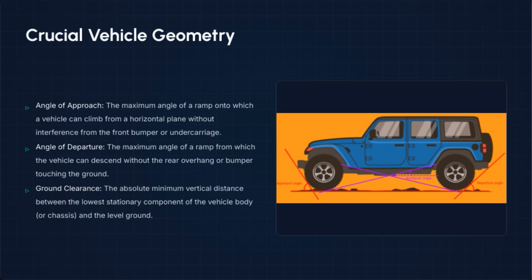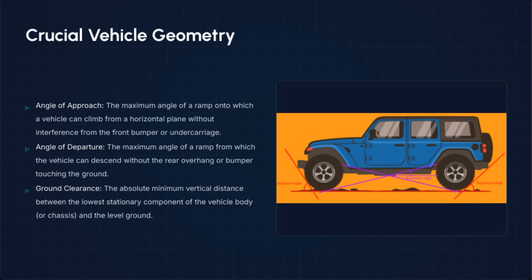Next, we have the angle of departure. This is the steepest ramp or slope from which the vehicle can safely descend without the rear overhang or bumper touching the ground. It's really important for off-road driving or situations where you need to go down a hill with a sharp edge.